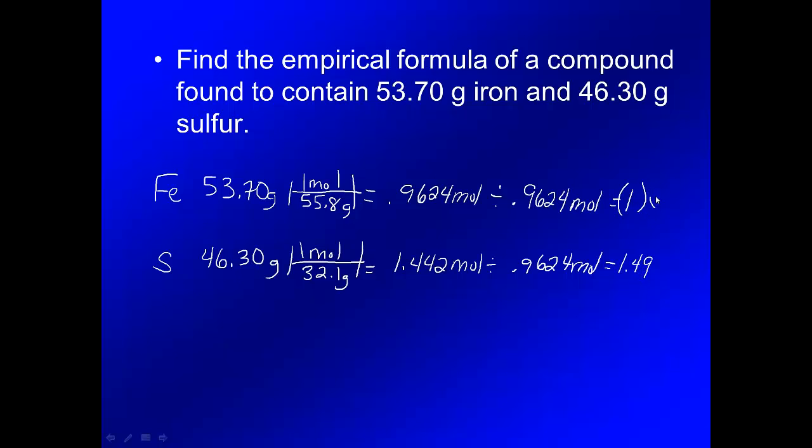And what you do to one thing, you have to do to everything because you have to keep everything in the same proportion, same ratios. So I'm just going to multiply everything by 2. So when you multiply this by 2, you get 2. 1.5 times 2 is going to be a 3. So this is my formula. It tells me I have 2 irons and 3 sulfurs. This is iron(III) sulfide. So this iron has the +3 charge.